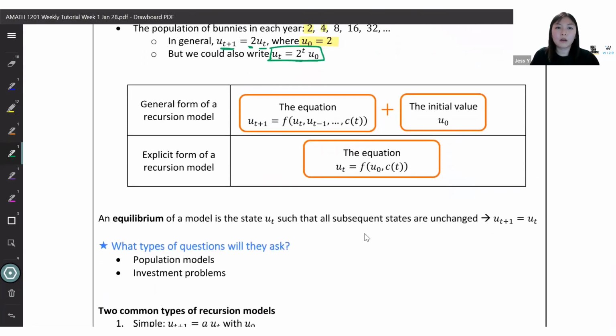We have the general form of a recursion model. The next term depends on the previous terms. So it's a function of the previous terms and some t value. And they have to give us the initial value. It's very clunky. We don't want to use the recursion model. Instead, we're going to come up with something called the explicit form, or the explicit solution of the recursion model. And that is one super nice formula where it only depends on the initial value, so how many bunnies there were to start off with, and some function of t. So I can just plug in t, and then I can find how many bunnies there are at any given year. Okay.